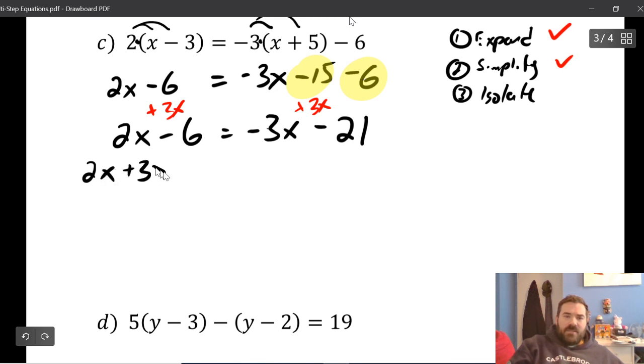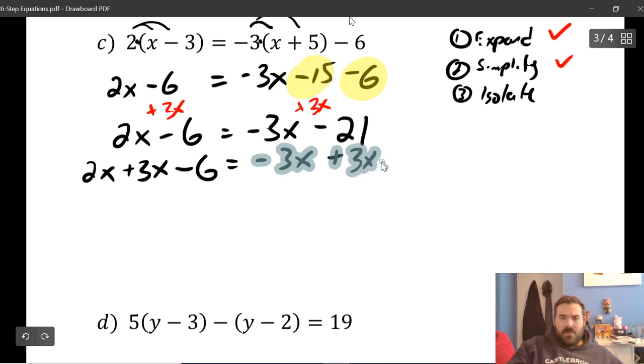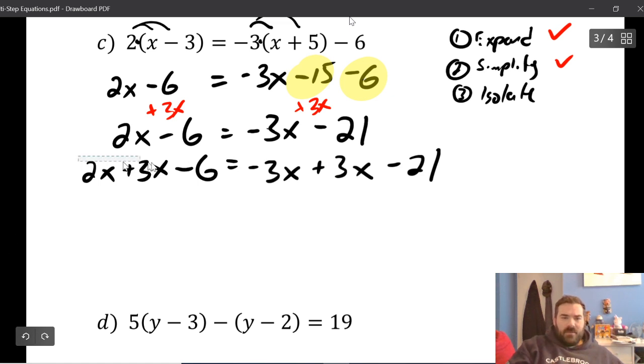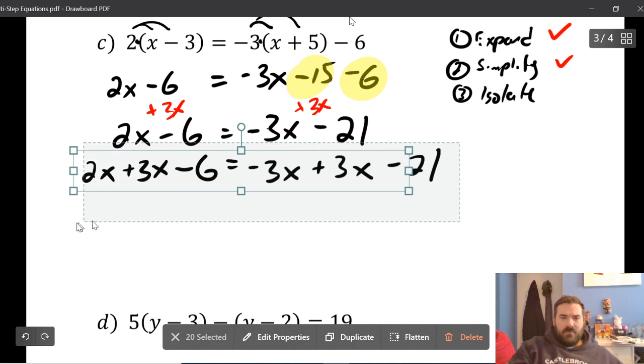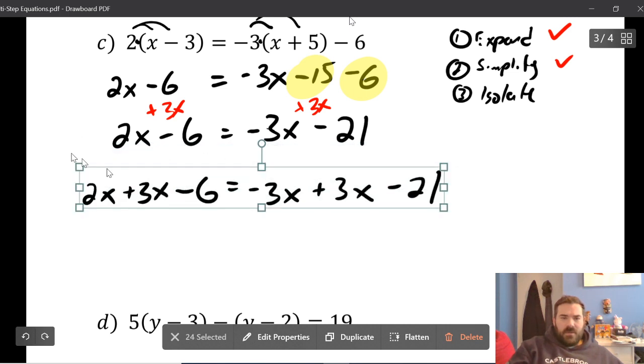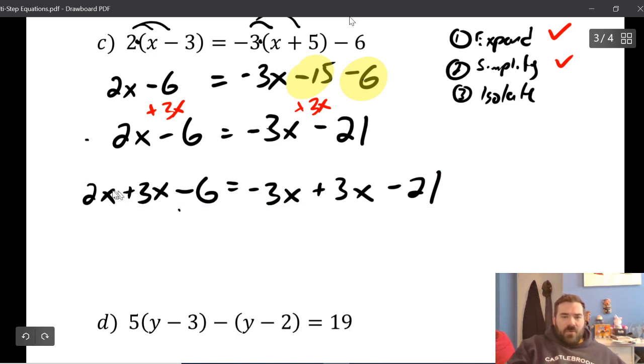2x plus 3x. I'll write it out before I simplify it this time. Is equal to negative 3x plus 3x minus 21. Move this down a little bit. All right, now let's simplify what I can. So 2x plus 3x, that's going to give me 5x on this side, and that negative 6 is still there, is equal to negative 3x plus 3x, that's just 0, and all I'm left with is negative 21.